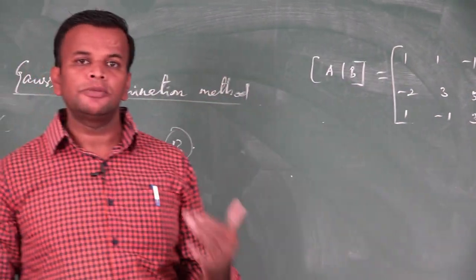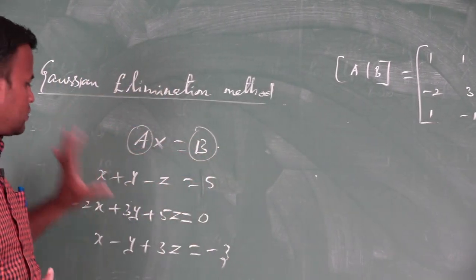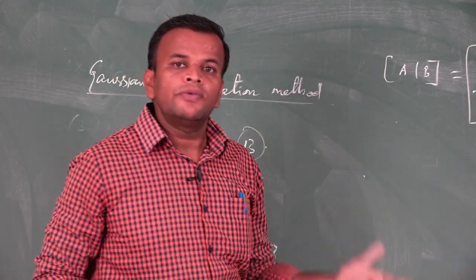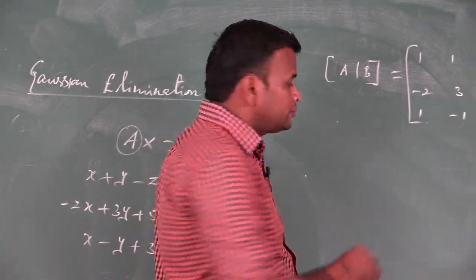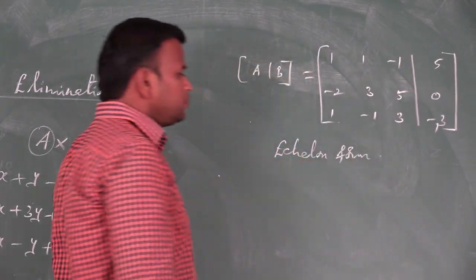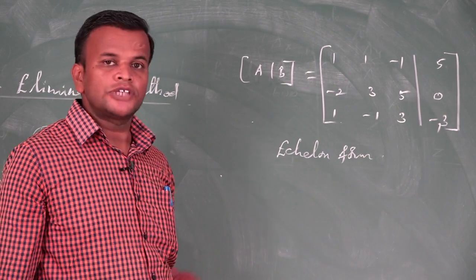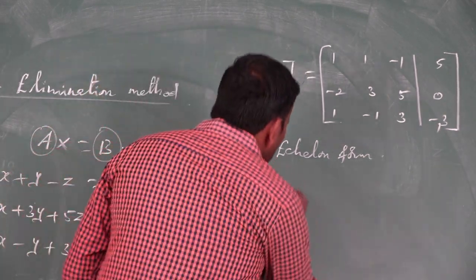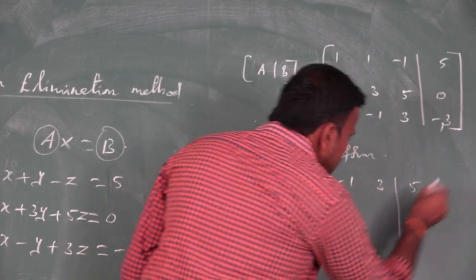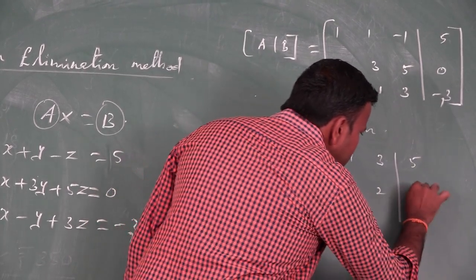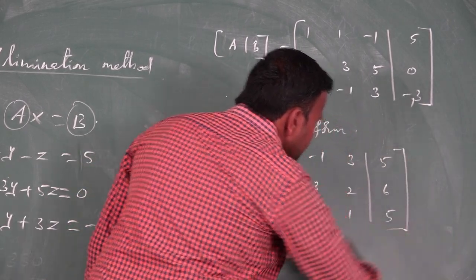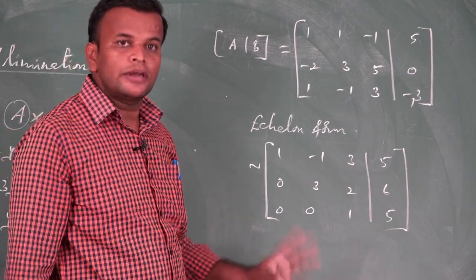That is, by the Gaussian elimination method, the given system of equations is written as one augmented matrix. The next step is to convert this augmented matrix into echelon form. You remember the form? We already did. We convert into echelon form by some row operations. For example, it changes to 1, minus 1, 3, 5, 0, 3, 2, 6, 0, 0, 1, 5. This form is called an echelon form.